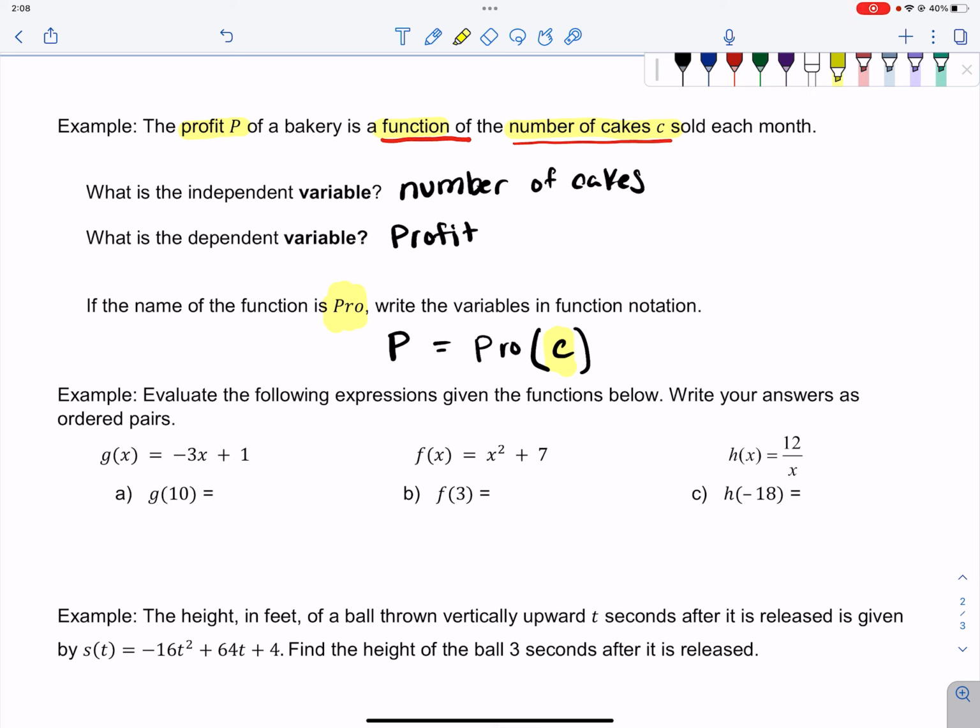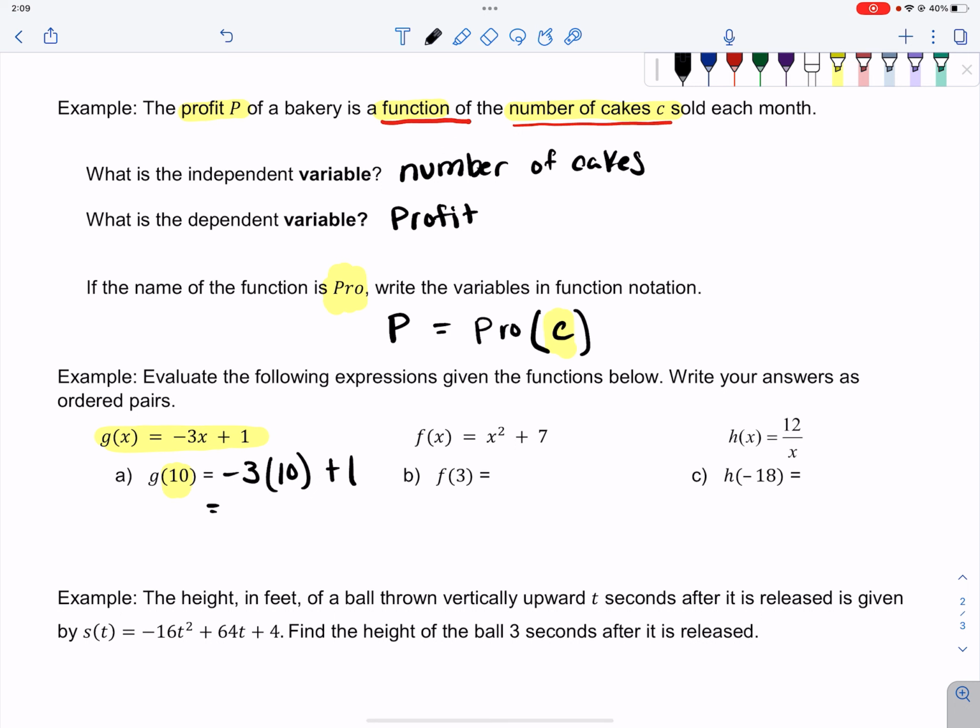Next, we're going to do some practice here with evaluating functions. I have three different examples. The first one, we have g of x equal to negative 3x plus 1. And what I want to do is evaluate g of 10. That means I am replacing the x in my function with 10. So this is going to give us negative 3 times 10 plus 1. So that is negative 30 plus 1, which is negative 29.